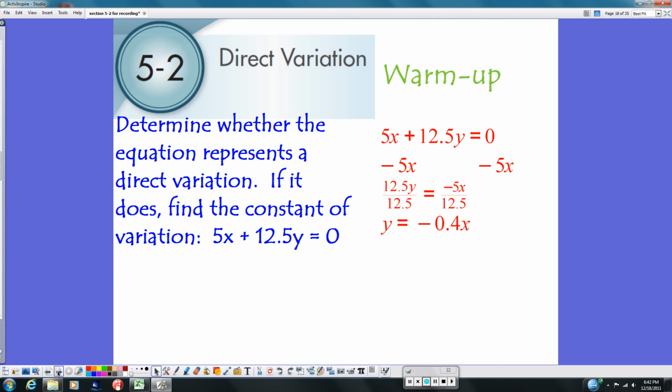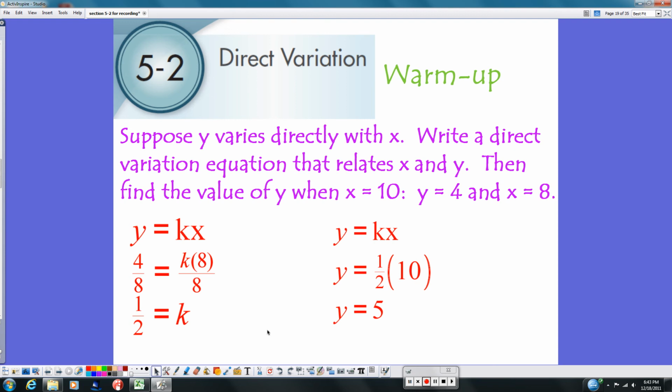In order to be a direct variation, remember it has to go into the form y equals kx. So we're going to solve the equation for y. Subtract 5x from both sides. We have 12.5y equals negative 5x. Divide both sides by 12.5, and we end up with y equals negative 0.4x. This is a direct variation, and our constant of variation is negative 0.4.